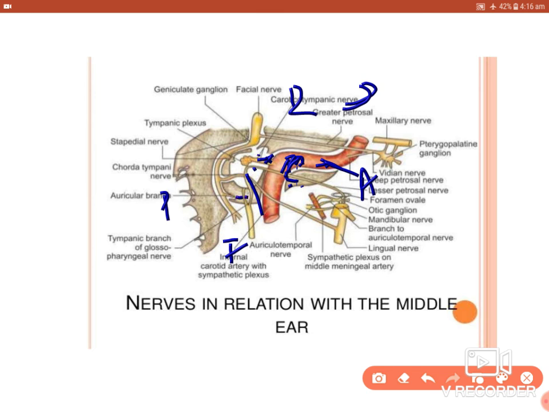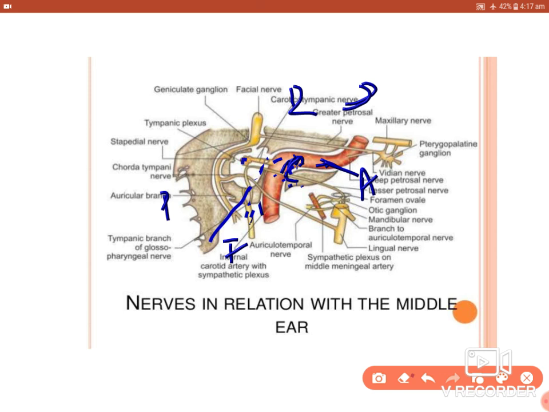Then see, this is the floor. The floor is related to one nerve here, the glossopharyngeal nerve, the ninth cranial nerve. It provides a tympanic branch that enters the tympanic cavity and forms a tympanic plexus with the caroticotympanic nerve. So this is the tympanic branch of the glossopharyngeal nerve, and this is the caroticotympanic nerve from the sympathetic plexus. They form a plexus here in the tympanic cavity. This plexus is called the tympanic plexus.